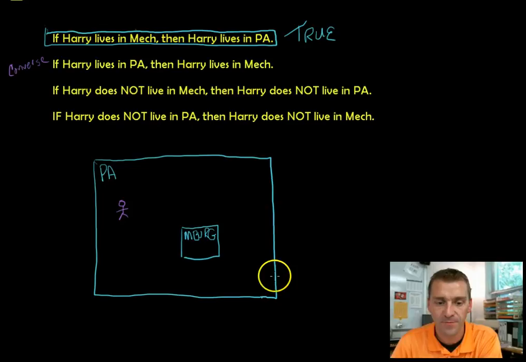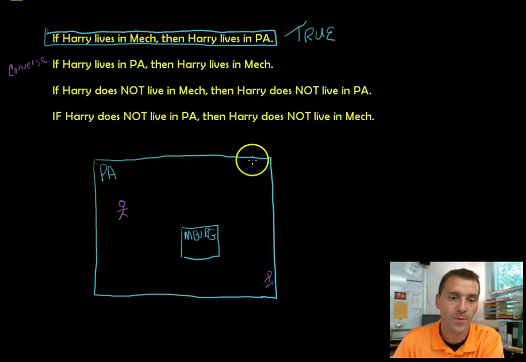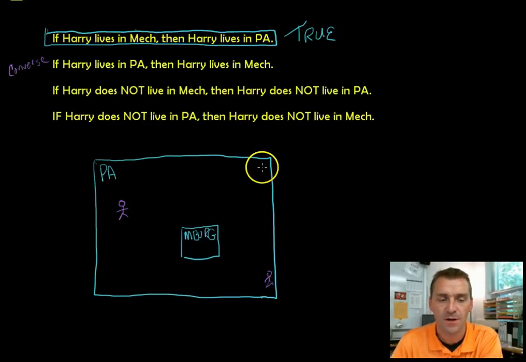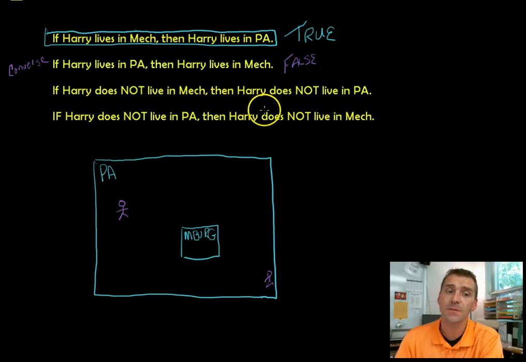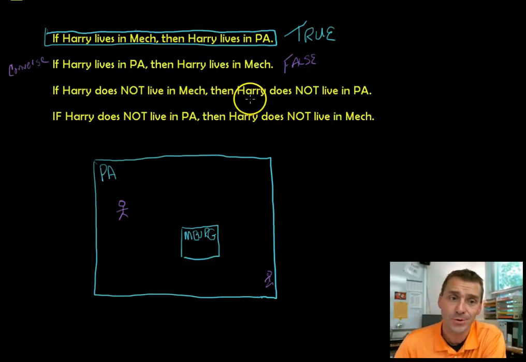I could put him over here in Philly somewhere. Beautiful. I could put him up here in almost New York City. Well, that's not quite New York City, but whatever. So there's plenty of places that Harry could be living in PA, but not in Mechanicsburg. So that one is false. So you see, sometimes converses are not actually true. Sometimes they're false.